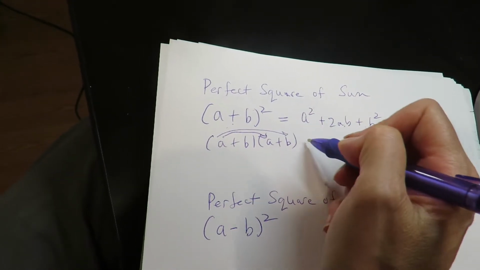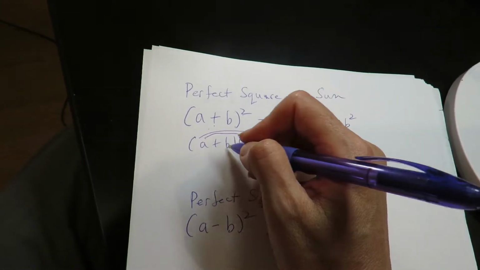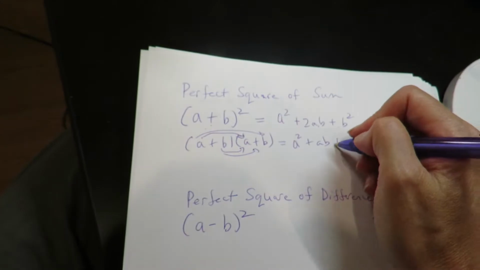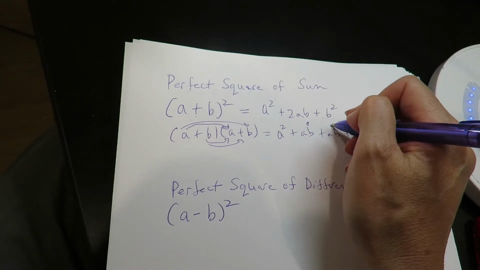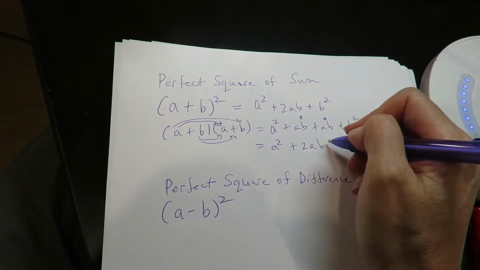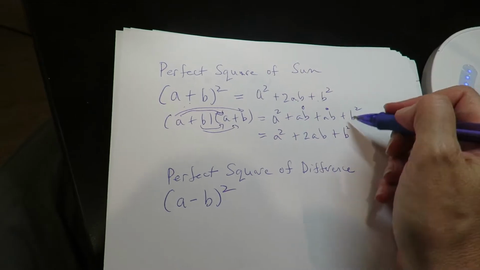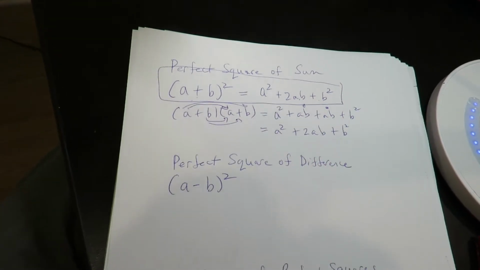But on this test, if you want to just do it the long way, that's fine. You could just do the FOIL. That's fine if you want to do it the long way. I'm not going to make you memorize the formula, okay? I just want to expose you to it. Right, so if you do it the long way, you FOIL it, you just make sure then you combine the middle terms here. Okay, but this is important. So that's the perfect square of sum.